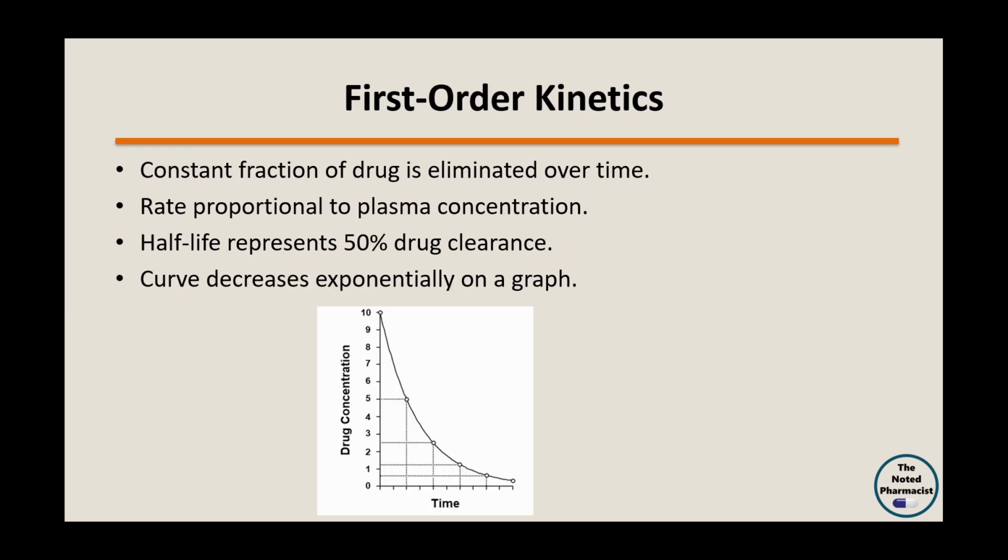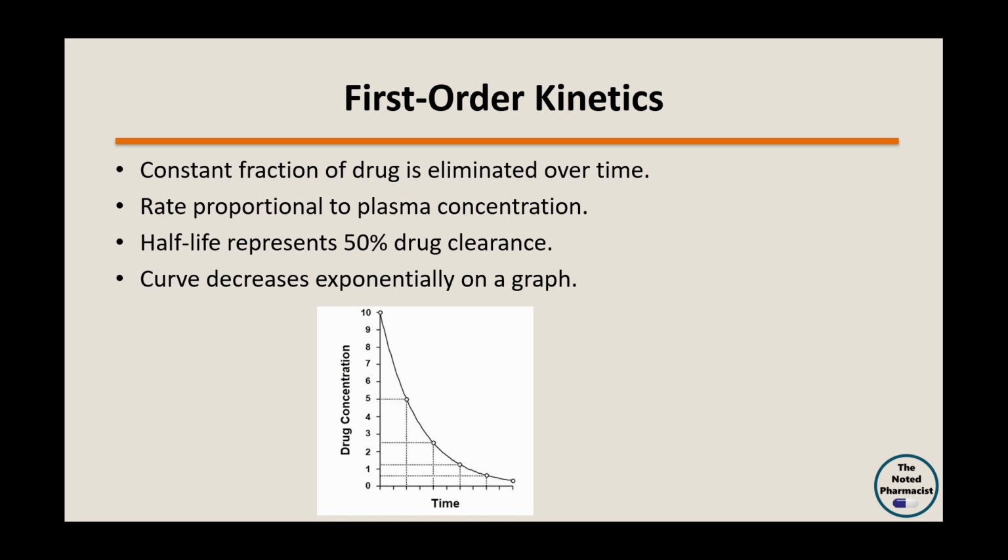Let's briefly discuss what is first-order kinetics before we look at elimination. In pharmacokinetics, first-order kinetics describes the rate of drug elimination, where a constant fraction of the drug is metabolized per unit time. This rate is directly proportional to the drug concentration in the plasma. For example, if the half-life of a drug is 4 hours, 50% of the drug will be cleared every 4 hours, regardless of the dose.